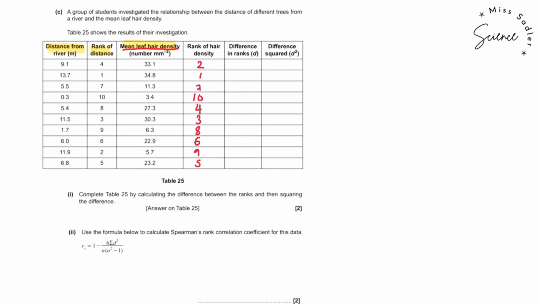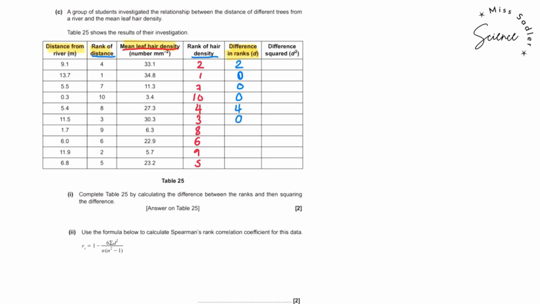The next part of the question, we have to work out the difference in the ranks here. So we do that by working out the difference between this rank and this rank. So we're going to do the first one minus the second one. So the first part is 4 minus 2 is 2. 1 minus 1 is 0. 7 minus 7 is 0. 0 again. 8 minus 4 is 4.